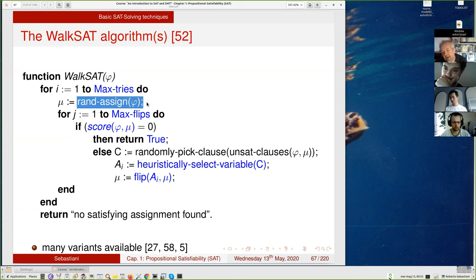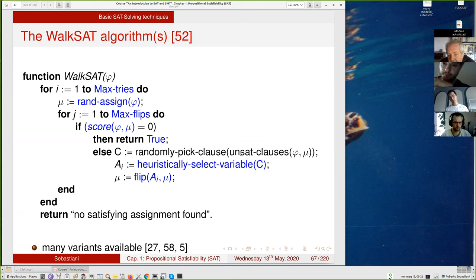Okay, this is one version. Then you can have many different heuristics by which you start the new assignment, having an average from the best assignment so far, having a random component, whatever. There are many variations of this. Again, you have an internal loop with a maximum amount of flips. Inside each loop, first of all, you check if you have reached a satisfying assignment. So if your score is zero, of course, you're done, return true. Otherwise, and that's the key difference with respect to GSAT and other algorithms, you target explicitly the clauses which are unsatisfied.